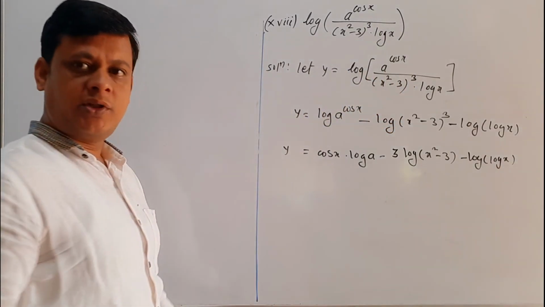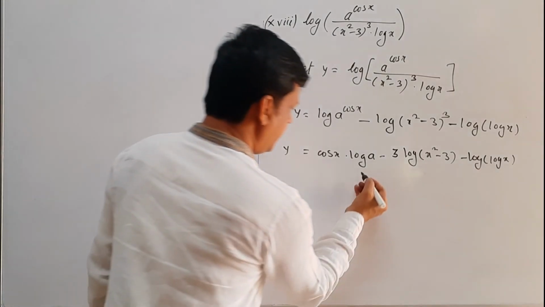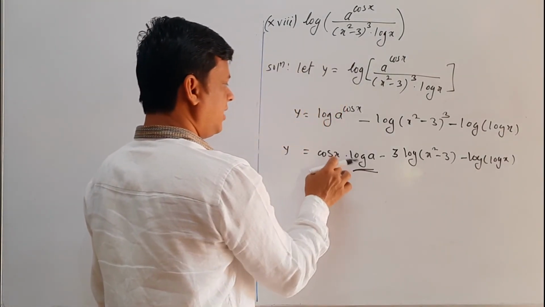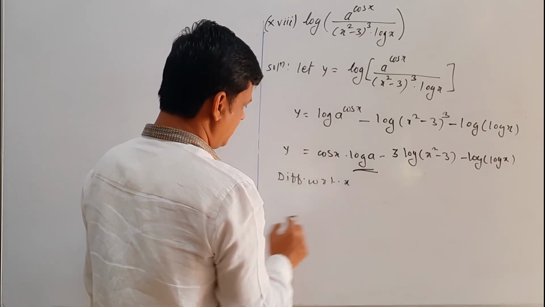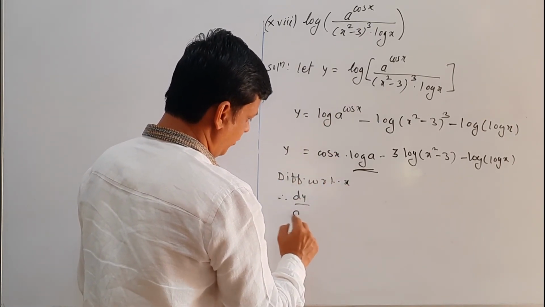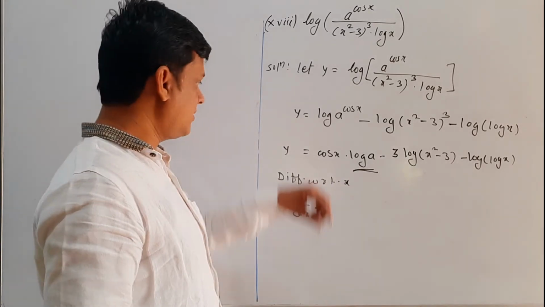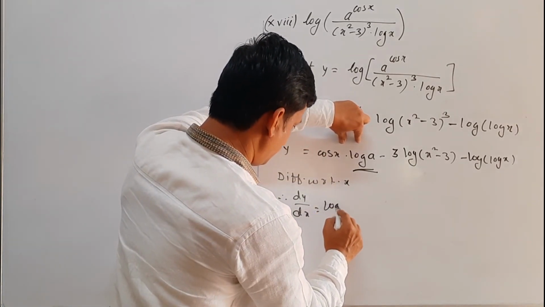So differentiate this function with respect to x. Here log a is constant because the variable is x. So differentiate with respect to x. Therefore the derivative of y with respect to x is dy by dx. Here log a is a constant function.